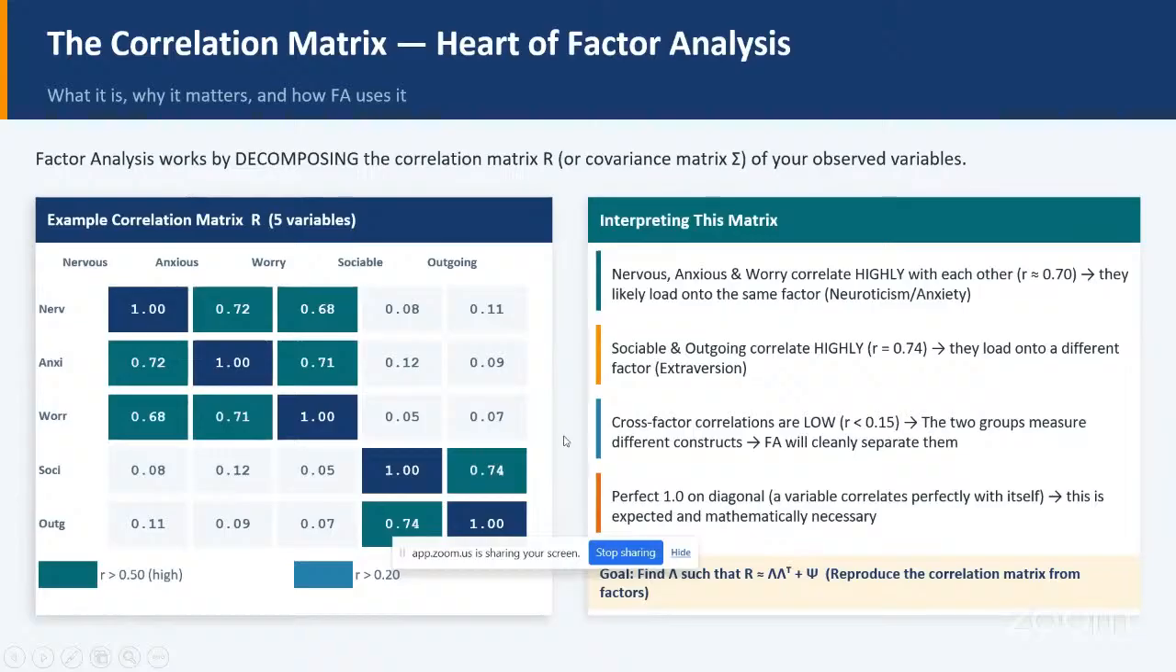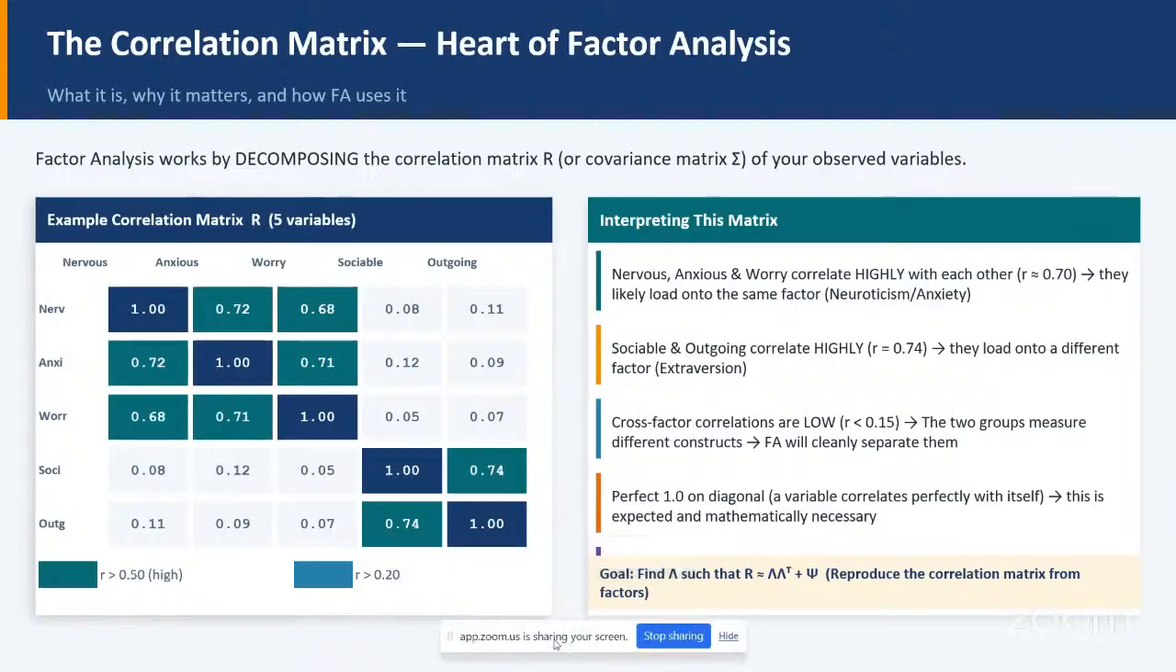Here you can see this matrix. For all of the diagonal cases it will be 1. Interpreting the matrix: nervousness, anxious and worry, you can see that all of the diagonal values are 1, right? Nervousness, anxious and worry correlate highly. Why can we say these are all highly correlated? Because in each case the value of r is greater than 0.70, right? So they likely load onto the same factor, that is anxiety or neuroticism.